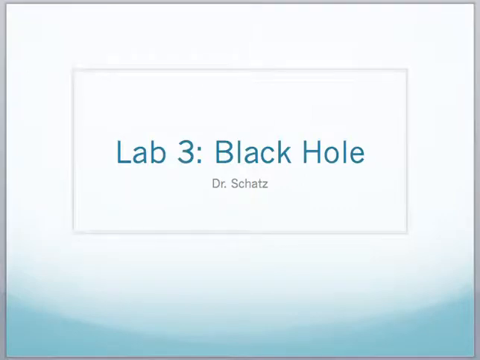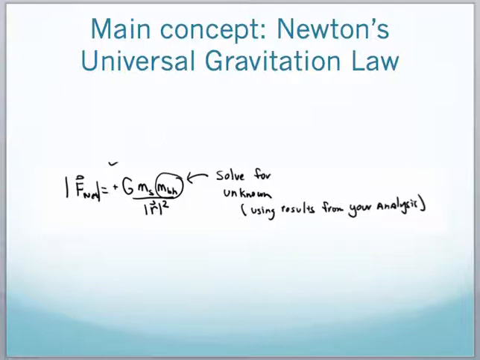The main concept of this lab is dealing with Newton's universal gravitational law, and this is basically saying that F net equals G, which is the gravitational constant, 6.67 times 10 to the negative 11, times the mass of the star times the mass of the black hole, over the radius squared, and the radius is referring to the radius of the orbit of the star around the black hole.